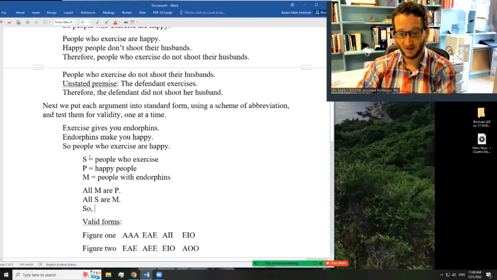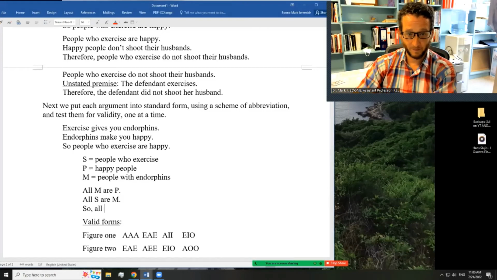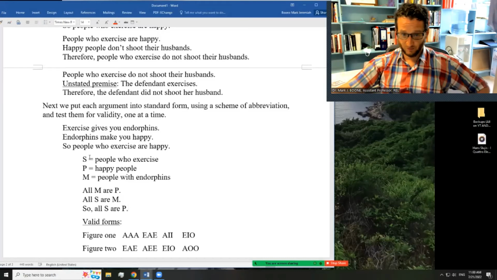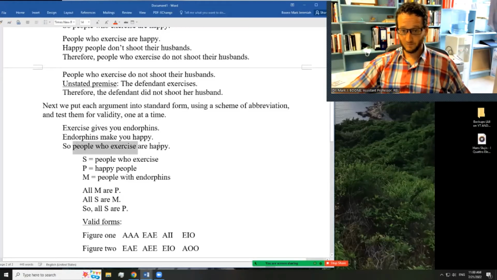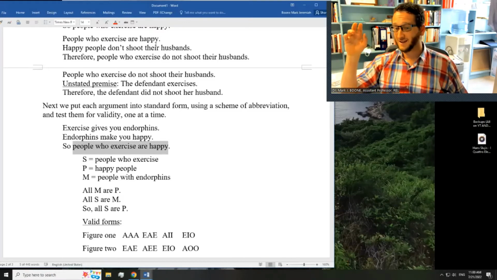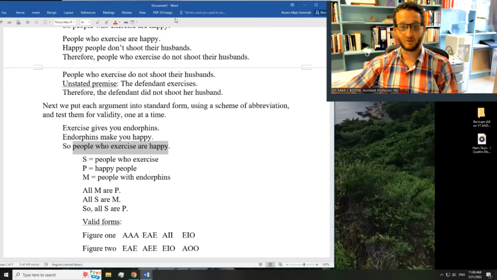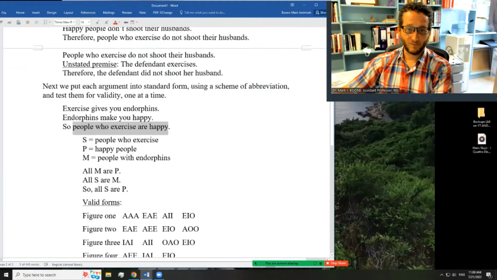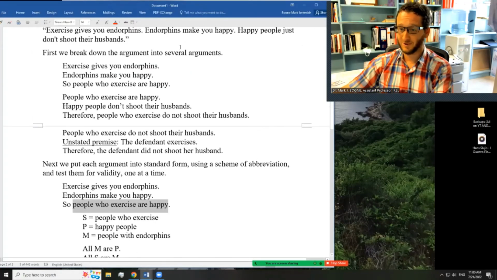So the conclusion is all people who exercise are happy, all S are P. Now, another rookie mistake to avoid is to not add the all. Implicitly, this is an affirmative, not a negative claim, an affirmation, not a denial. It is saying that people who exercise are happy people, not that they're not happy people. And the word all does not appear in the original argument. In fact, in the original argument, we don't even have that premise stated.